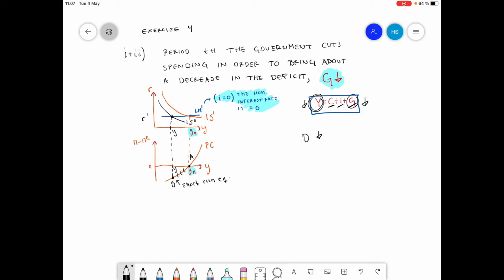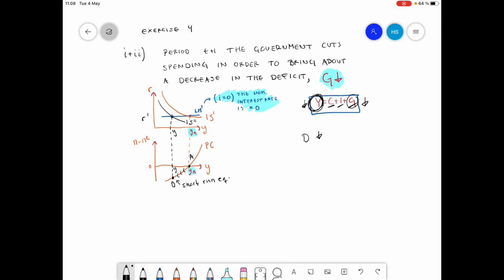Intuitively, it makes good sense. The real policy rate stays the same. Government cuts spending. As a result, the government deficit will decrease in period t+1 because government spending decreases. But also aggregate demand will decrease. And when the aggregate demand decreases, total demand for goods and services will be lower. As a result, the firms of the economy will simply produce a lower output level. So output will decrease.